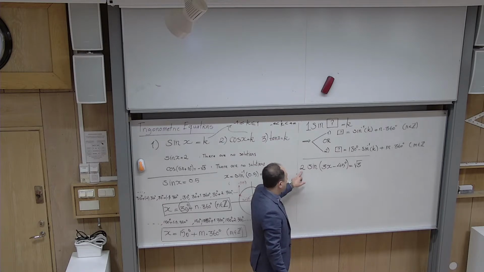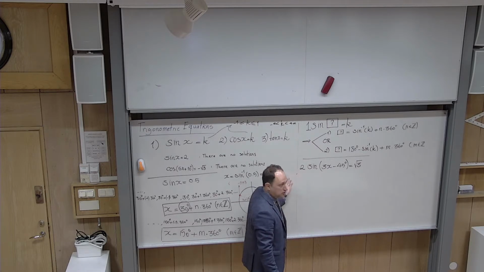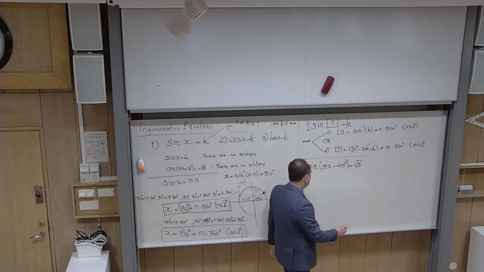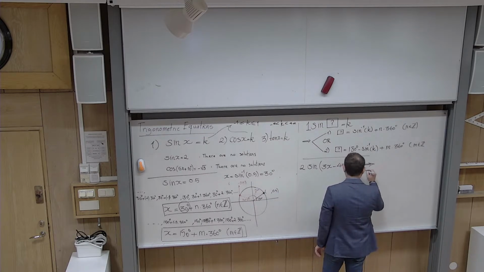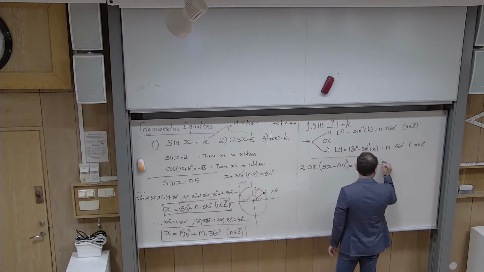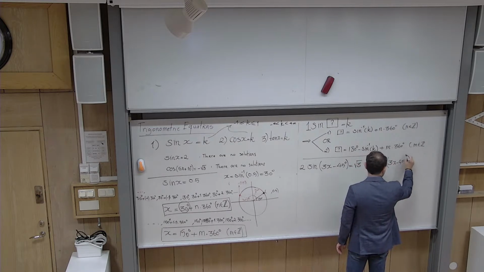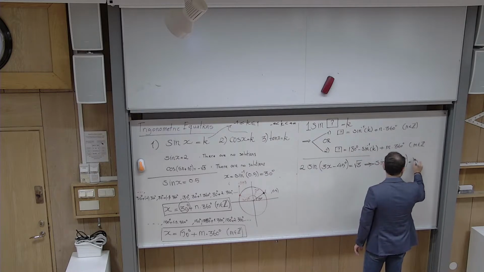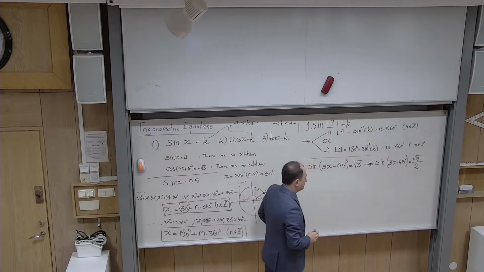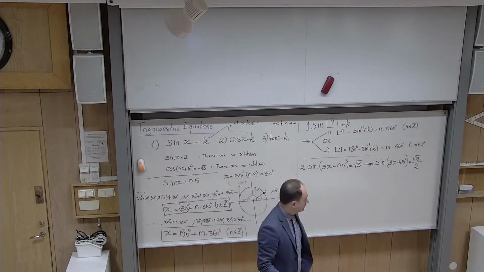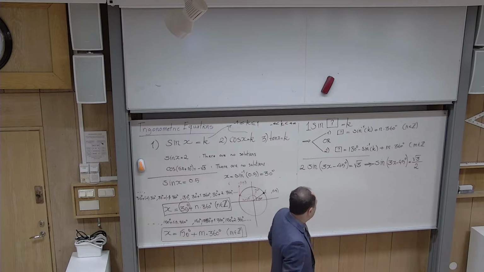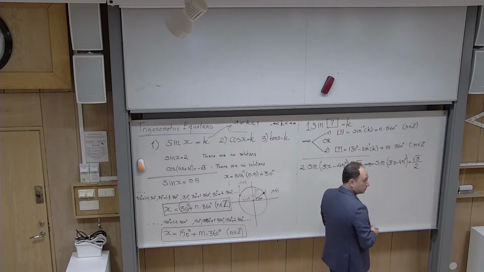So the first thing that I have to do if I want to use the formulas on the board, I have to make this coefficient equal to 1. And that's easy. I divide by 2. Yes? So the first step is to divide everything by 2, so you get sine of 3x minus 45 degrees is equal to square root of 3 over 2. Yes? This is the famous one. Yes. So 3x minus 45, it should be 60.